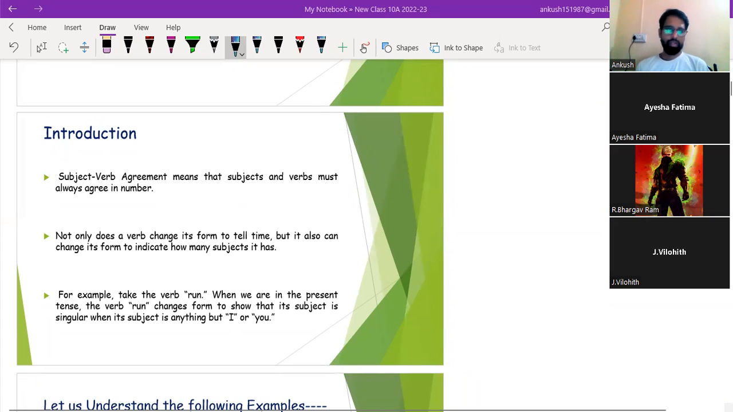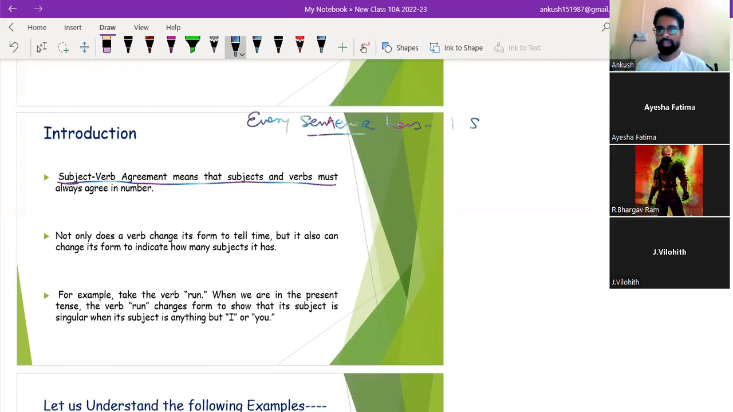Okay. So here, subject verb agreement is what we are going to study today. Every sentence has one subject and one verb, isn't it? Am I clear to you all? One subject and one verb is there. Got it?